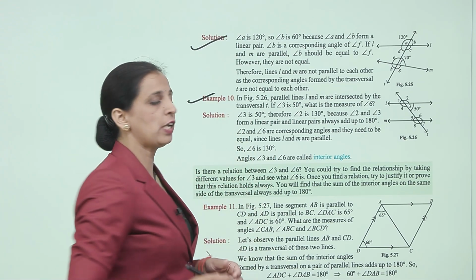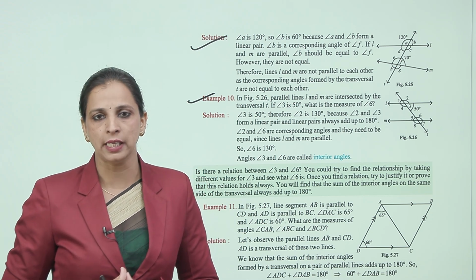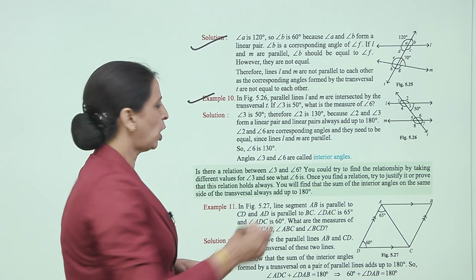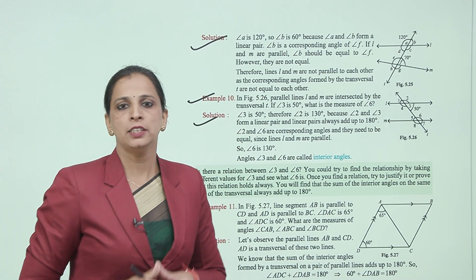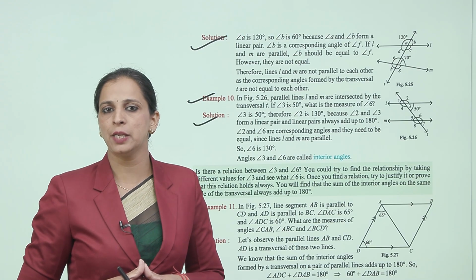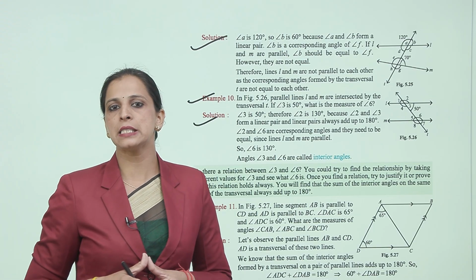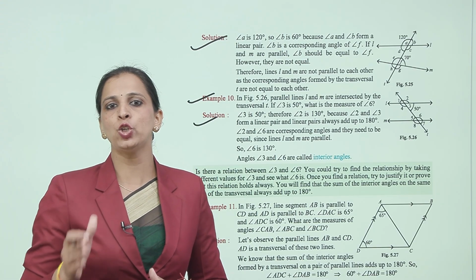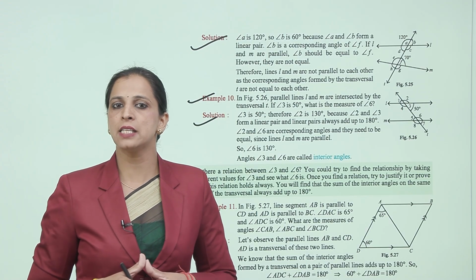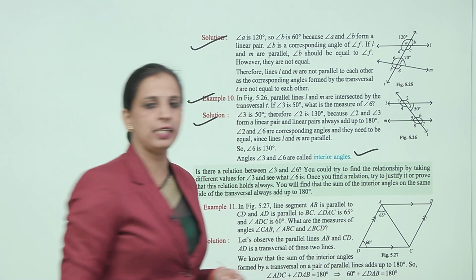Now example 10. In figure 5.26, parallel lines L and M are intersected by the transversal T. If angle 3 is 50 degrees, what is the measure of angle 6? Now solution: angle 3 is 50 degrees. Therefore, angle 2 is 130 degrees because angle 2 and angle 3 form a linear pair and linear pairs always add up to 180 degrees. Angle 2 and angle 6 are corresponding angles and they need to be equal since lines L and M are parallel. So angle 6 is 130 degrees, and angle 3 and angle 6 are called interior angles.